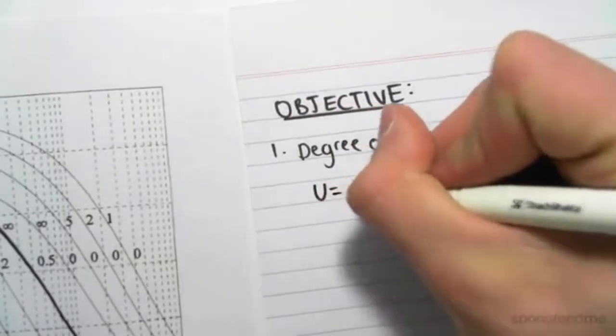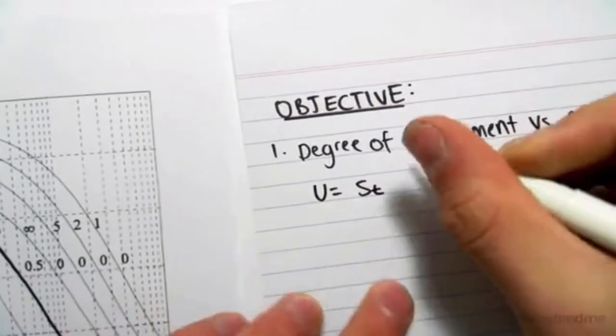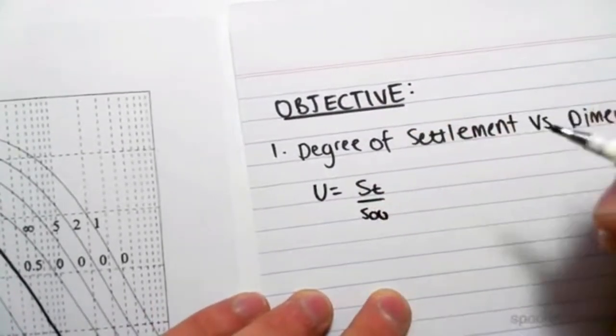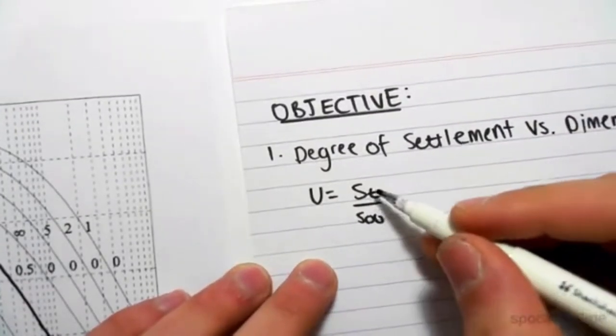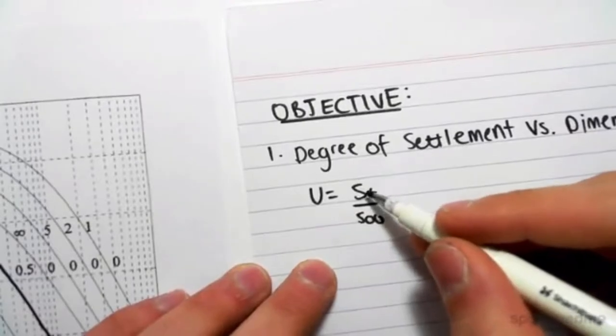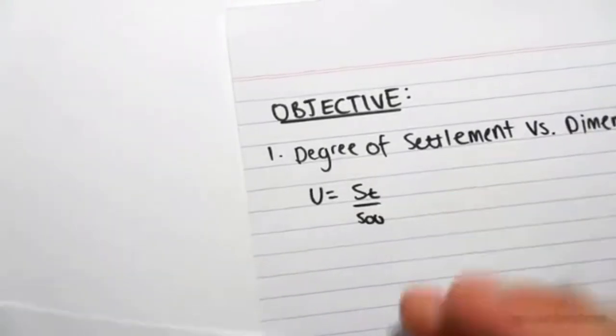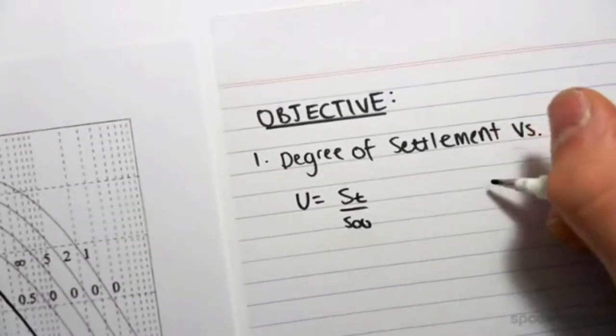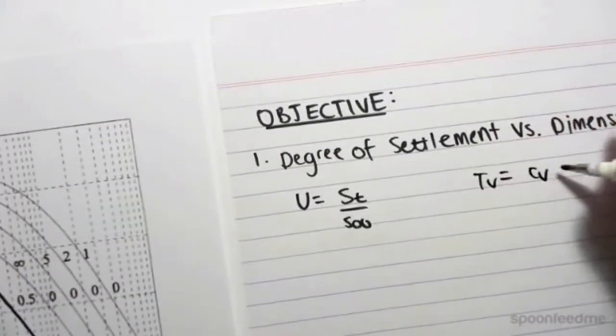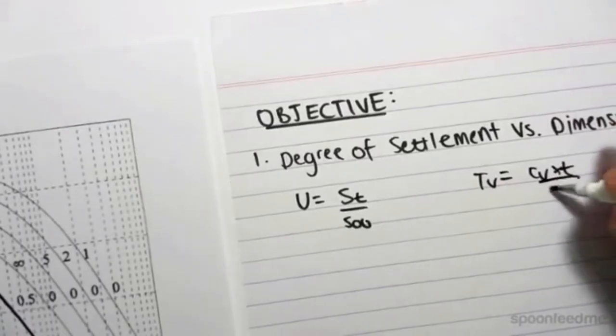Now, if we define these things, we have that U equals the settlement at any time over the final settlement. So when you're looking at the time of final settlement over the final settlement, you're getting to 100%. So it just ranges from 0 to 100%. And TV equals CV times T on H squared.